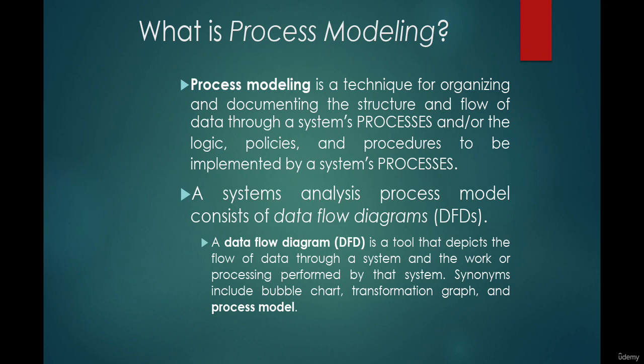In the systems design phase, we build what is called a physical model that describes how the system will be constructed. Data and process modeling involves three main tools: data flow diagrams, data dictionary, and process descriptions. A system analysis process model consists of data flow diagrams. A data flow diagram is a tool that depicts the flow of data through a system and the work or processing performed by that system. Synonyms include bubble chart, transformation graph, and process model.